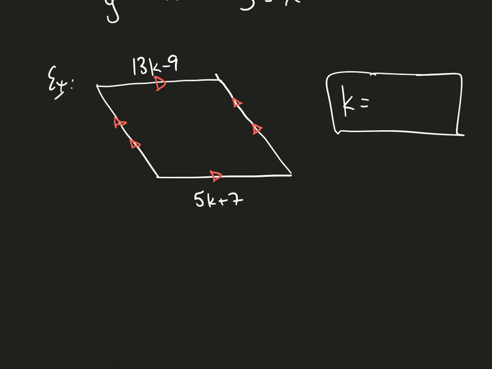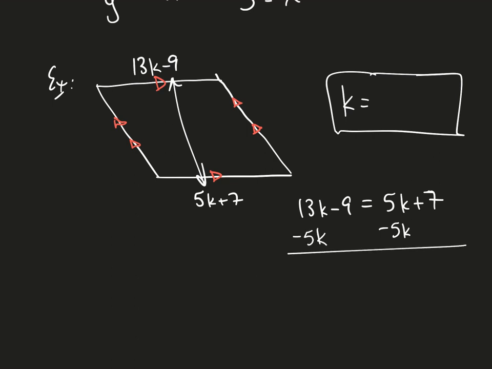Again, theorem 8.3. If we have a parallelogram, opposite sides are equal. So these two opposite sides, 13k minus 9 and 5k plus 7, have to be equal to each other. So that again gives you an equation in just one variable, so you can solve. So variables to one side, numbers to the other. I'll choose to move the variables to the left-hand side. So I have to move positive 5k to the left, so I subtract.